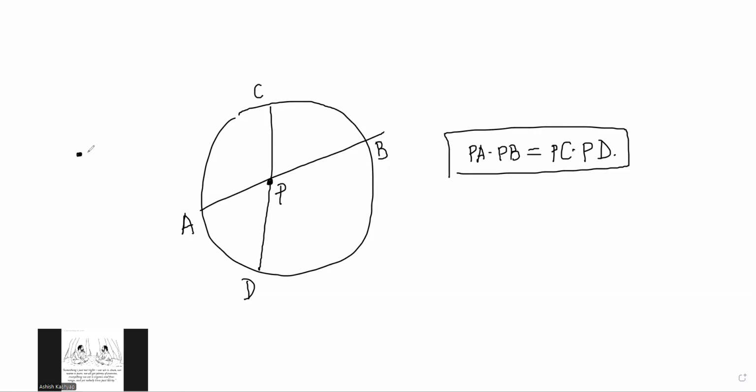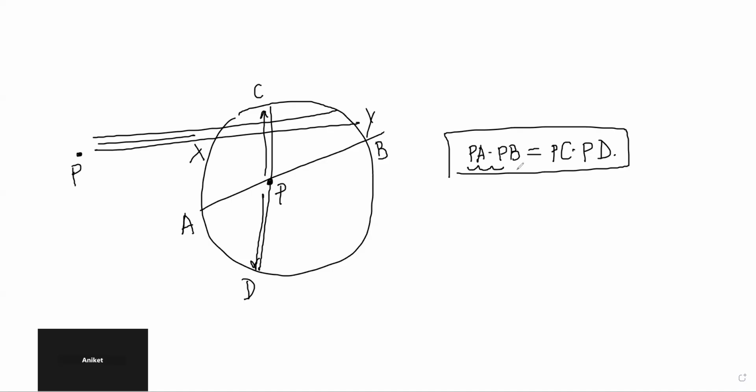The point can be anywhere. P can be outside. If it was outside, then you would have Px and Py. So Px into Py would be the power of a point, right? But if it is inside, it will be PC into PD. Yes sir. Power of a point products are always distances from P to the other points where it meets the circle.